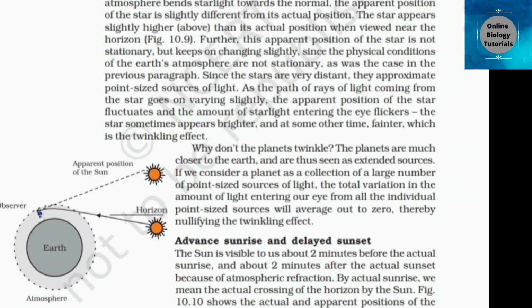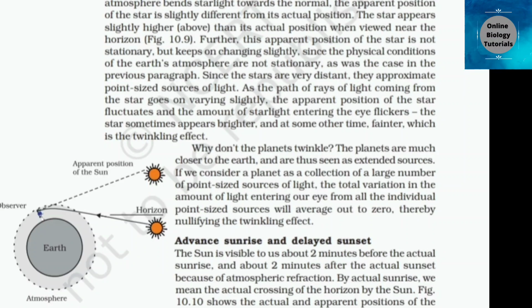If we consider a planet as a collection of a large number of point-sized sources of light, the total variation in the amount of light entering our eye from all the individual point-sized sources will average out to zero, thereby nullifying the twinkling effect. Advanced sunrise and delayed sunset.